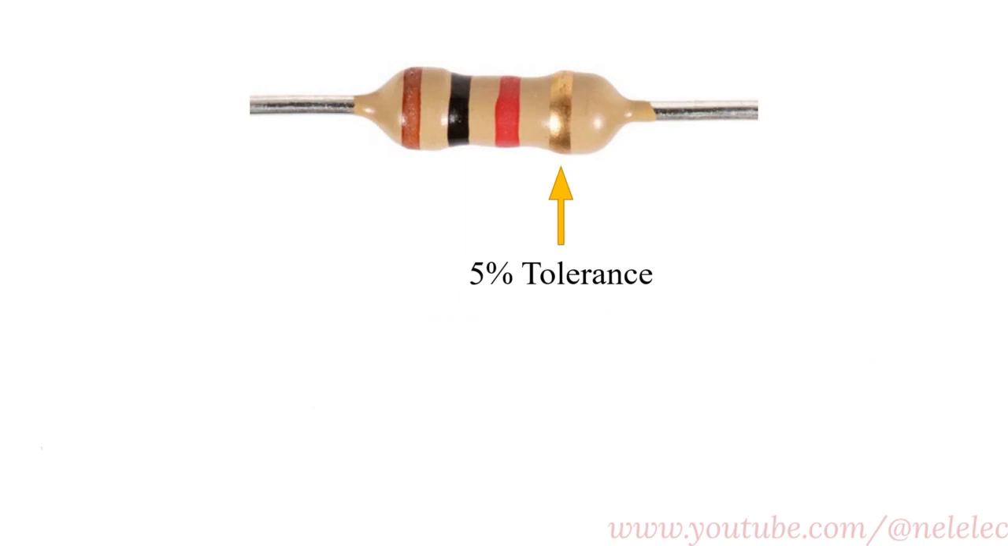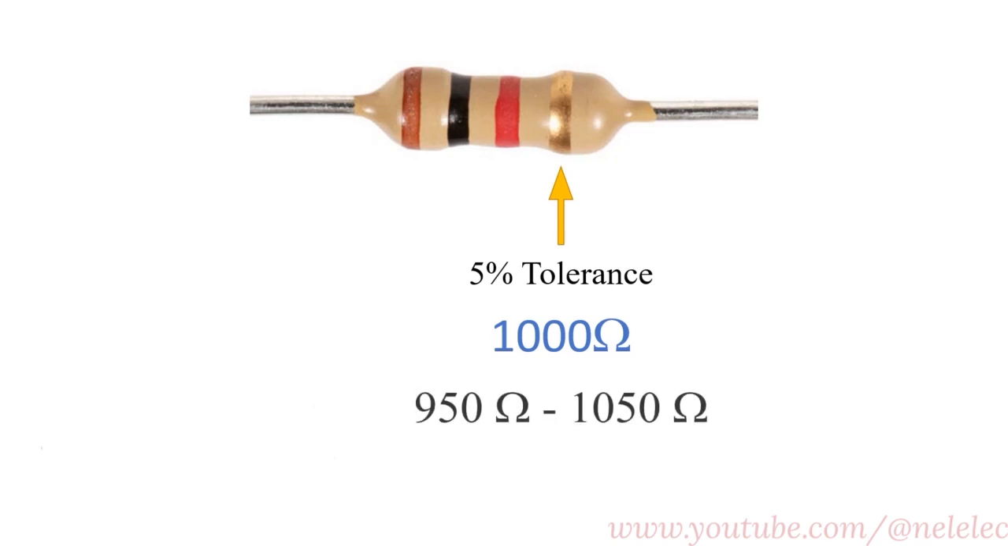However, what about the fourth band? I mean the gold band. This band indicates the tolerance value. If the fourth band is gold, it signifies a tolerance of 5% for the resistance value. In other words, in this example, the resistance value is 1 kilo ohm, and the gold band indicates that this value is not precisely 1 kilo ohm, but rather falls within the range of 950 to 1050 ohms.